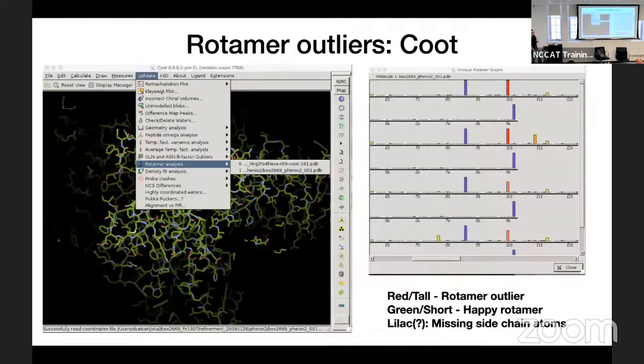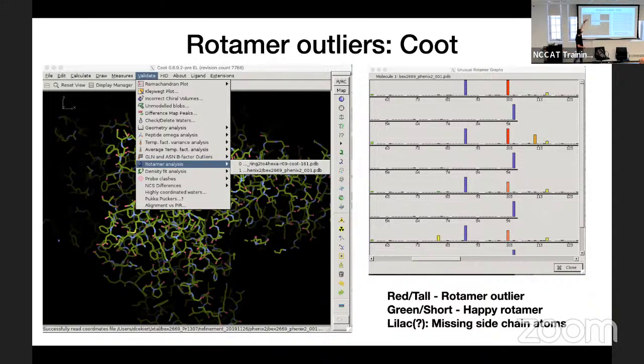Yeah, I would encourage you to play around with this validation menu in Qt. You can catch many of the problems in your model just by marching your way down through some of these. There are some that are certainly more useful than others, but I would definitely check out, say, the Ramachandran plot.